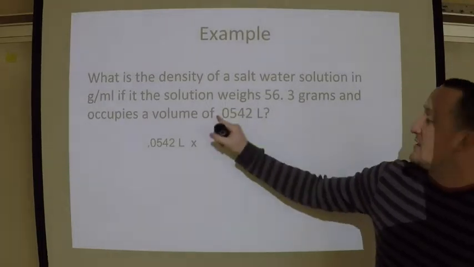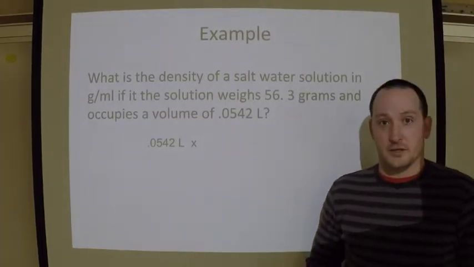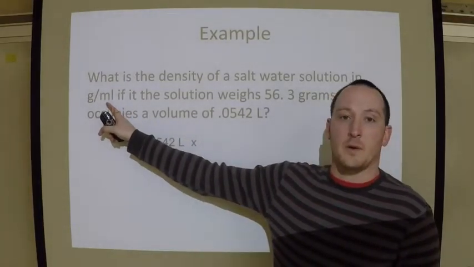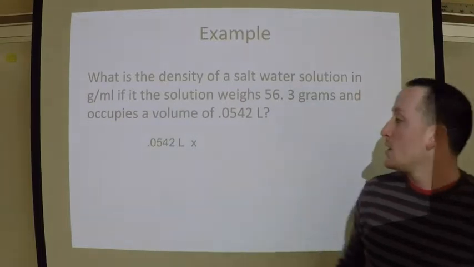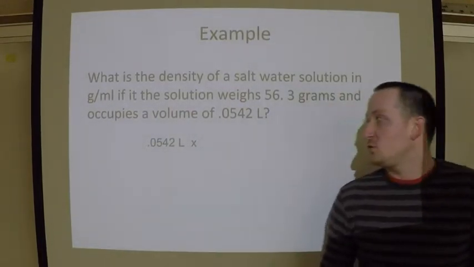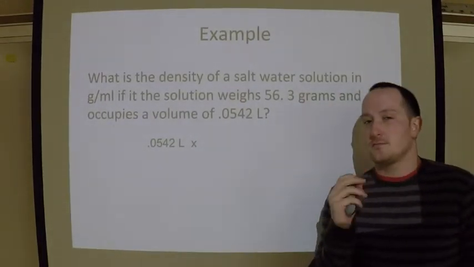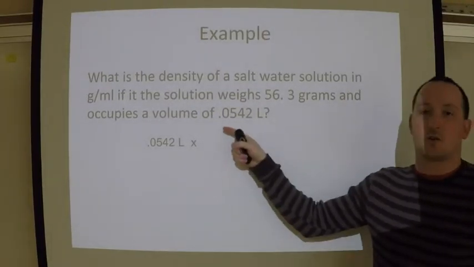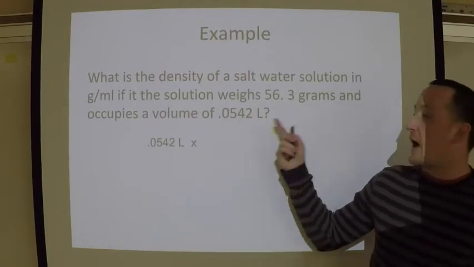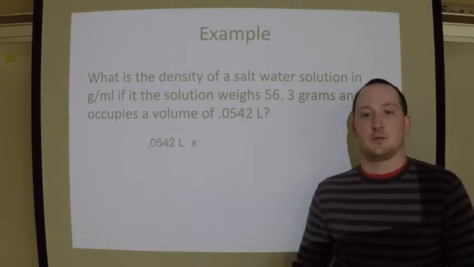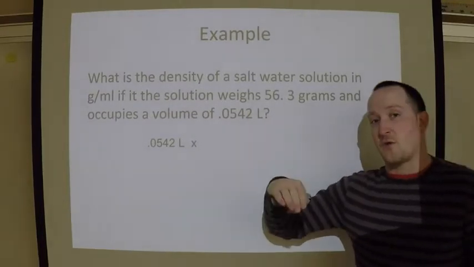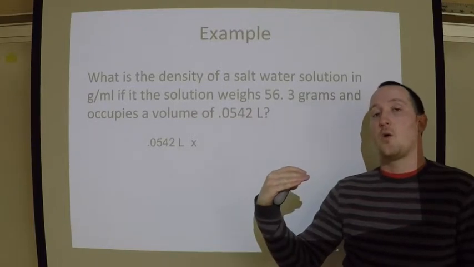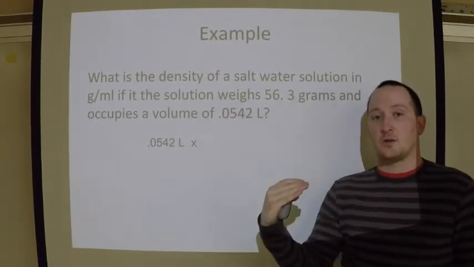But this unit is not in milliliters. I have to change that to milliliters since it specifically told me it wanted my units to be in grams per milliliter. So I start with my 0.0542 liters. How should my dimensional analysis be set up here? I know that 1 liter is equal to 1,000 milliliters, so I'm going to set that up as a fraction. Does the 1 liter go on top and the 1,000 milliliters on the bottom, or does the 1,000 milliliters go on top and the 1 liter on the bottom?